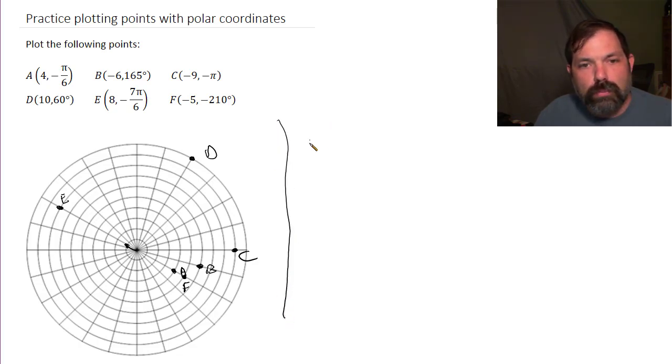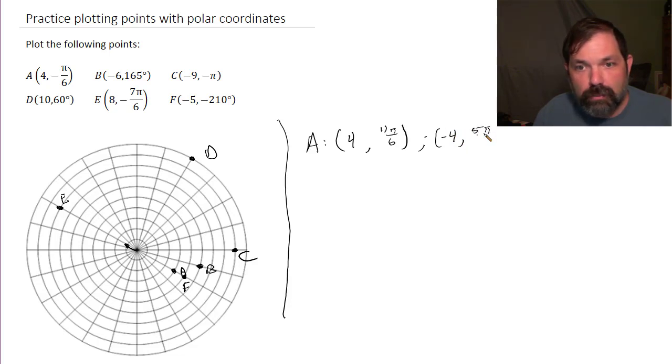All right, so another possibility for point A, and it's not the only one, would be, instead of negative pi over 6, I could use the positive 11 pi over 6, and I could still use the positive radius of 4. Another option, and again, this is not exhaustive, would be if I had negative 4 as the radius, and I used, how about the positive 5 pi over 6. And again, those are not exhaustive.